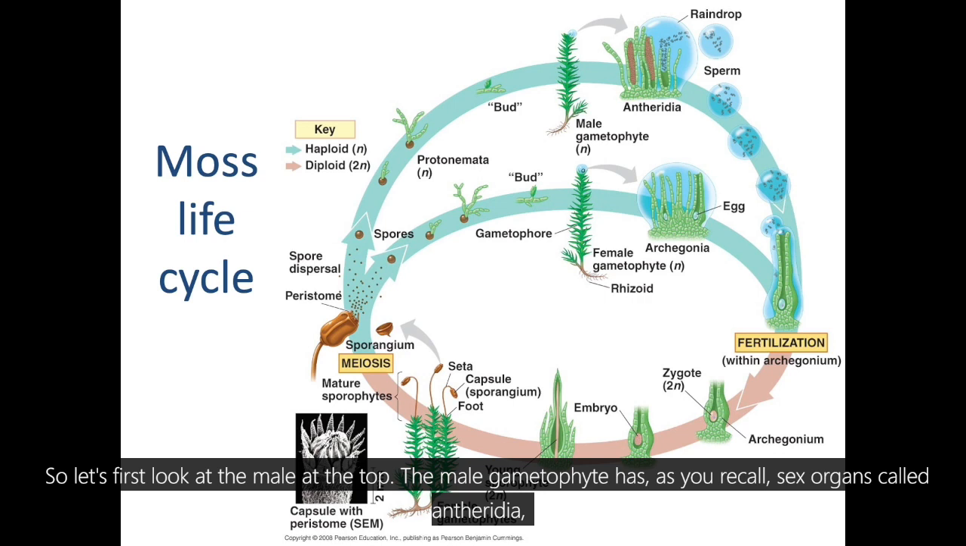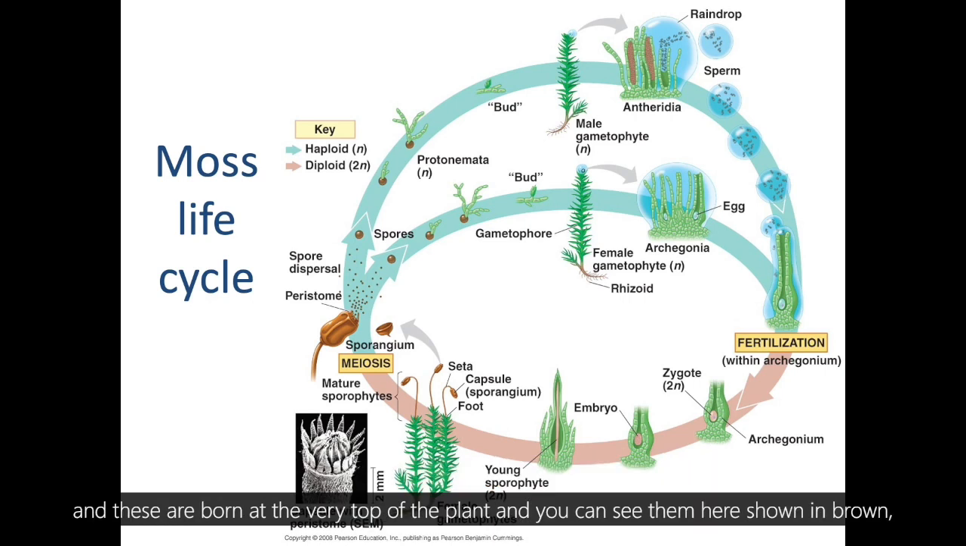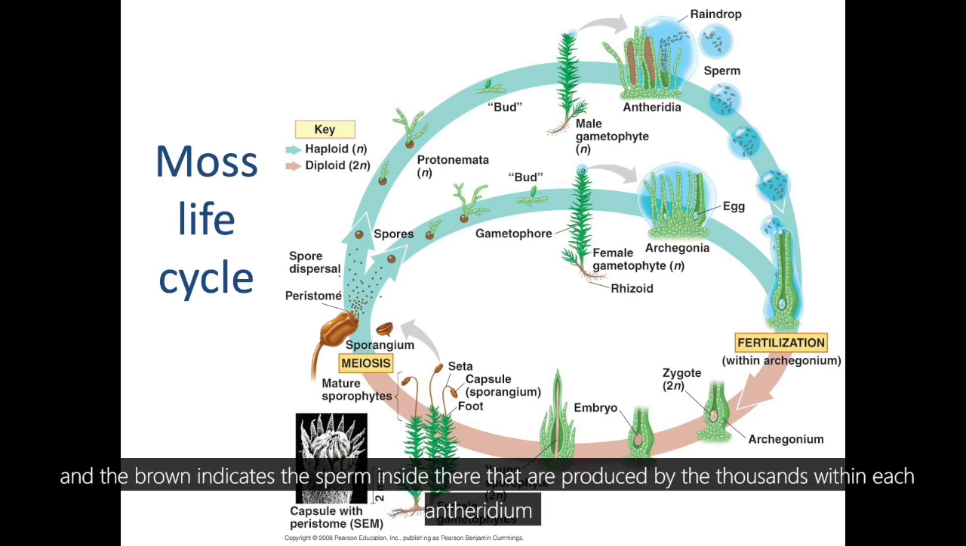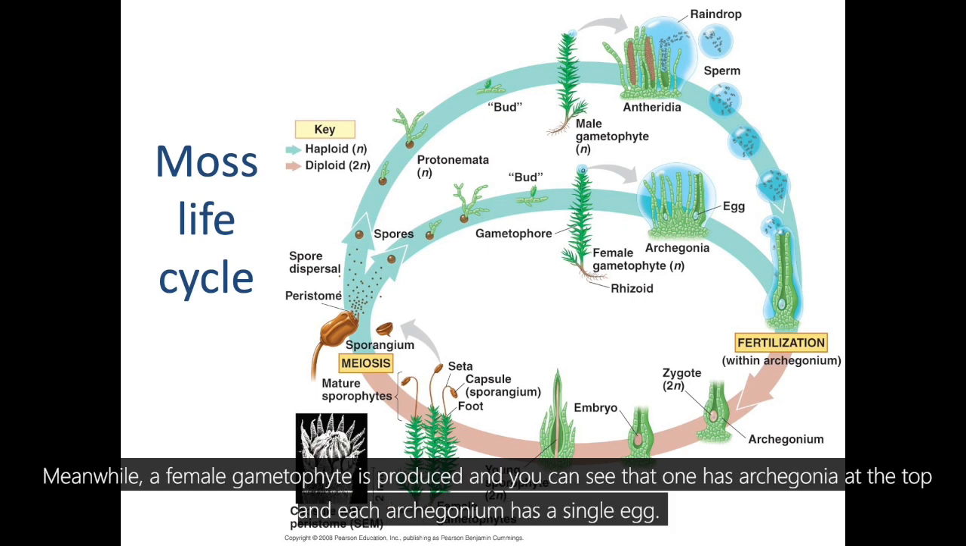So let's first look at the male at the top. The male gametophyte has, as you recall, sex organs called antheridia. And these are borne at the very top of the plant. And you can see them here shown in brown. And the brown indicates the sperm inside that are produced by the thousands within each antheridium. Meanwhile, a female gametophyte is produced. And you can see that one has archegonia at the top, and each archegonium has a single egg.